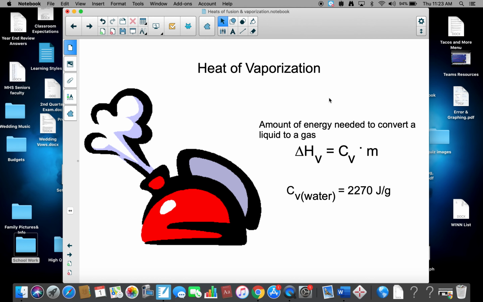Heat of vaporization, the amount of energy needed to convert a liquid to a gas. Okay, so that's the equation. Looks an awful lot like heat of fusion, but instead we're using these, and again, it's substance dependent. C_v of water is 2,270 joules per gram. It's quite a bit more since it's taking more energy to move those molecules farther apart.